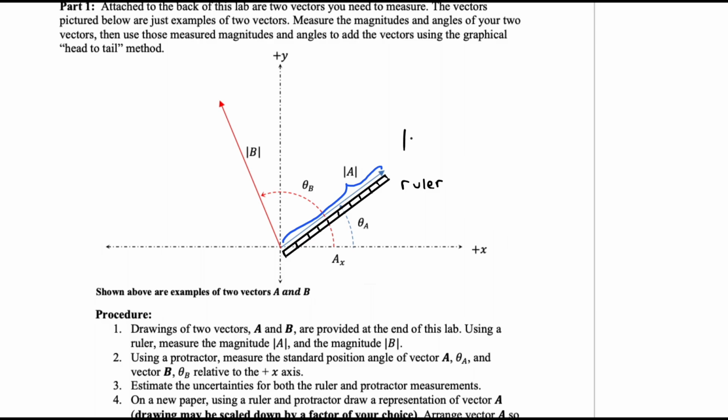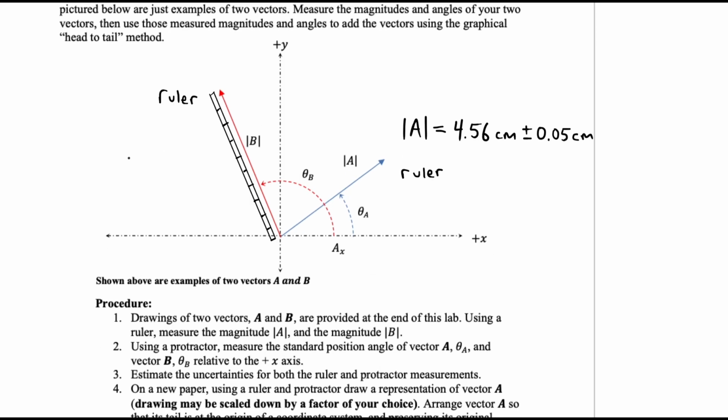So I get that the magnitude of A from my paper is 4.56 centimeters, plus or minus 0.05 centimeters. Next, I'll place a ruler along the length of B. So that could look like this. I get that B's length is about 5.52 centimeters plus or minus 0.05 centimeters.